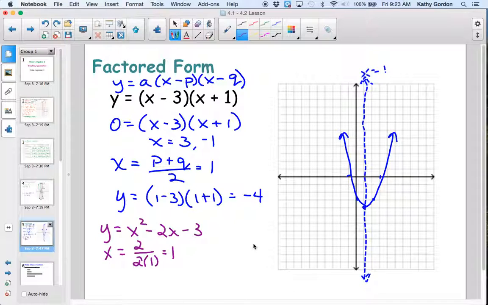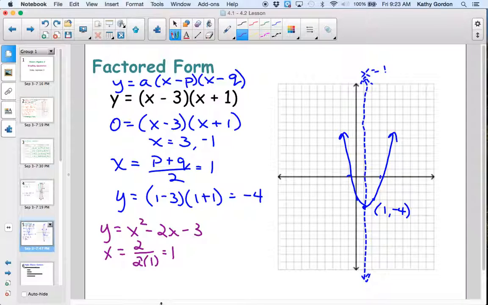Oh, I guess I never actually wrote the, uh-oh. I would have lost points on this. I didn't label my vertex. We're gonna go back and do that quick. Or do we end up 1, -4, yeah? Okay.